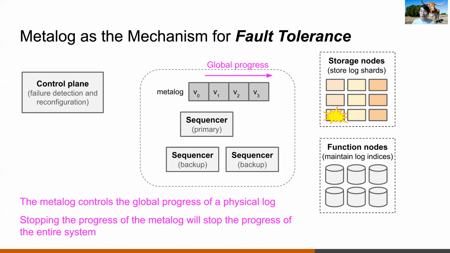Intuitively, the Metalog controls the global progress of a physical log. Because the Metalog orders records between different shards and the index is built following Metalog progress, stopping the progress of the Metalog will stop the progress of the entire system. When everything is stopped, the control plane can easily set up a new configuration with safety.